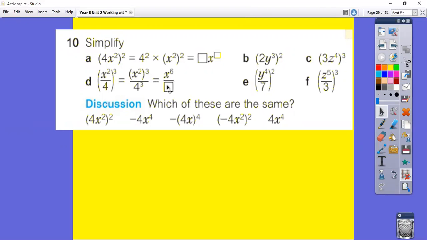Here you've got D, filling the missing information. E, you've got y to the power of 4 divided by 7 raised to the power of 2. And then you have z to the power of 5 divided by 3 raised to the power of 3. Discussion, which of these are the same? So you need to match your 2 up to work out how they're the same. Again, if you do get stuck on these, please message me and I'll get back to you. We can do a private 10-20 minute Zoom session, one-to-one, and I can talk you through these questions.